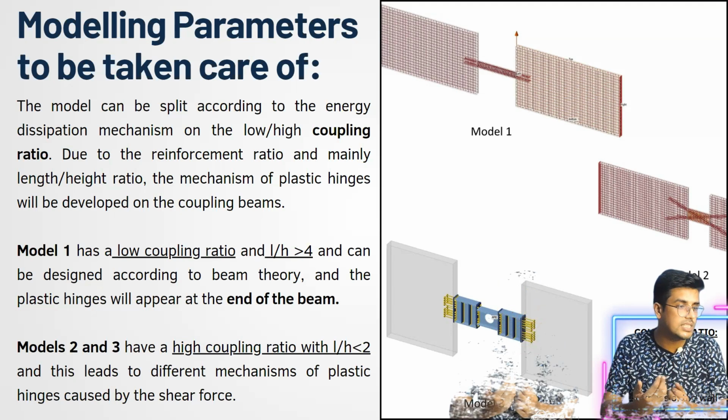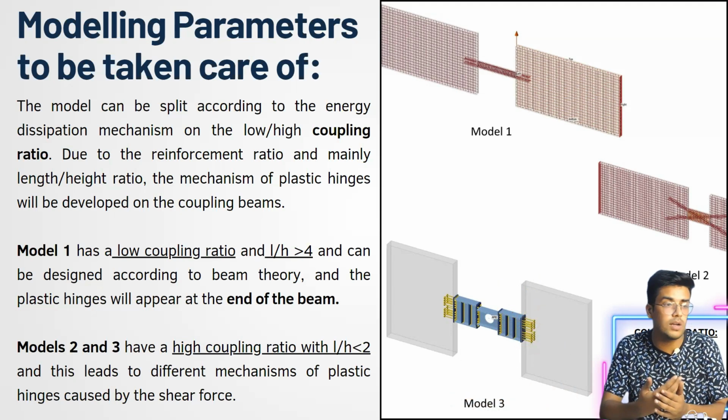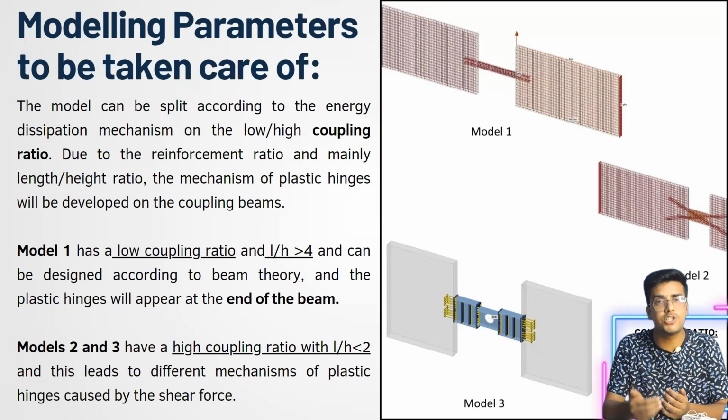Okay. Now you can see it here, that is in model 1. You can see the beam is very small in size in comparison to both the shear walls. Both the shear walls are highly reinforced, and we can easily conclude from this diagram that the stiffness of the beam is quite low. So the numerator is quite low. That means your coupling ratio is low.